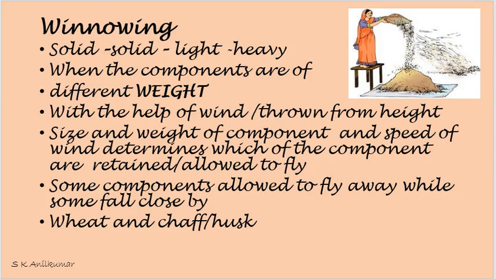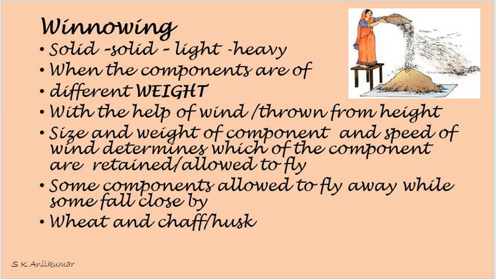When you have wheat and chaff, or wheat and husk, the husk is light and the wheat is heavy. So when there is a wind blowing, the heavier part will fall down closer to you because of the density, and the lighter component will be carried away by the wind. So winnowing is based on different weights or density of the components of the solid-solid mixture.